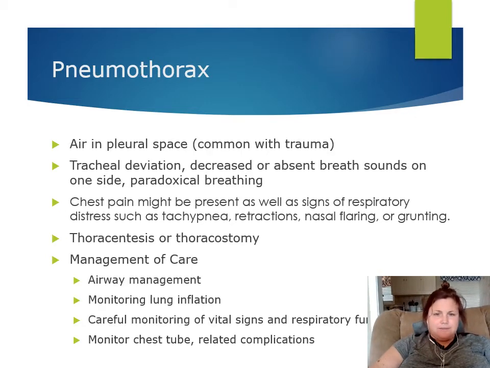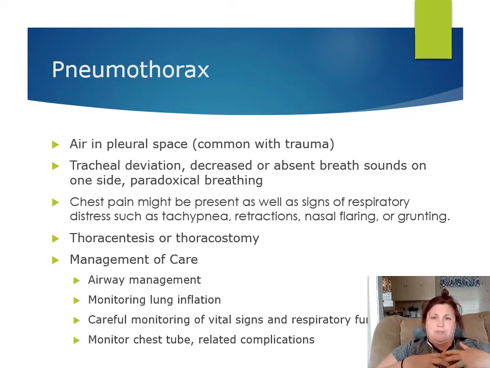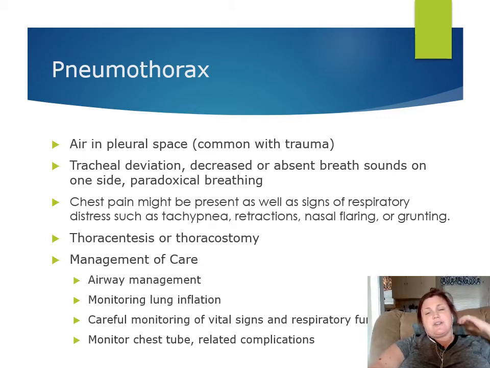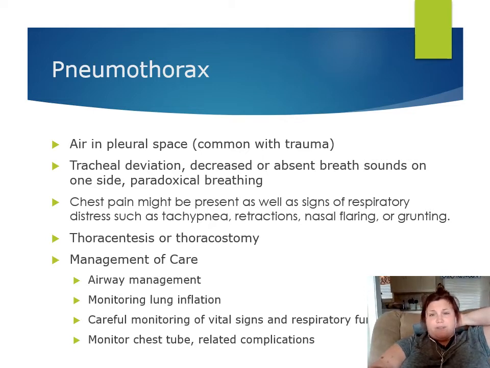Pneumothorax. There are three forms: open, closed, and tension, but we're just going to discuss tension on this slide and in this chapter. It is a life-threatening emergency. It is when air escapes the lungs and builds in the chest and it becomes trapped there. Generally, it's common with trauma, results in air in the pleural space. It can generally cause deviation of the trachea and decreased or absent breath sounds on one side of the body.